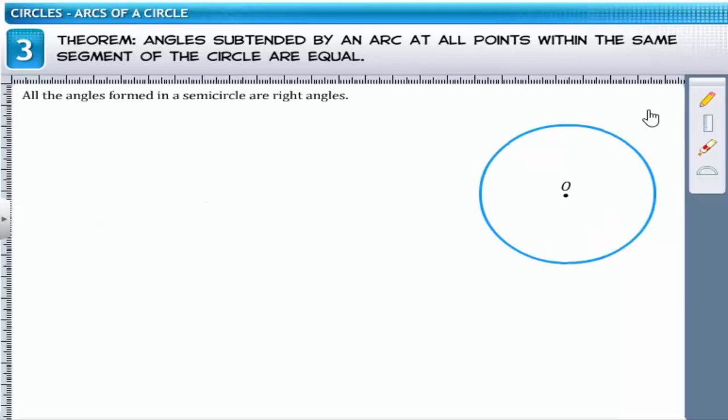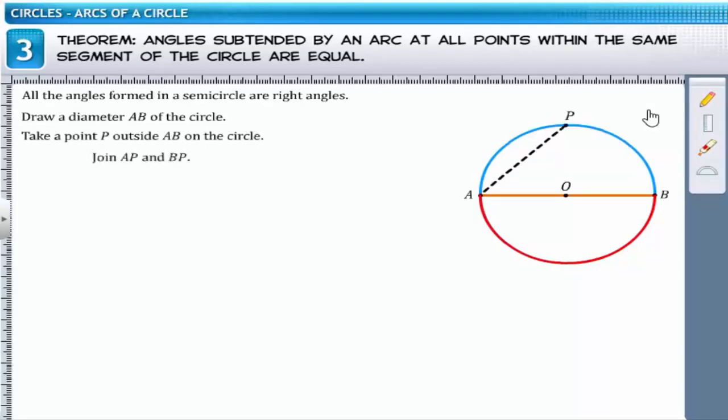Here is an interesting property of angles formed by an arc in a semicircle. All angles formed in a semicircle are right angles. Let us try and prove this. Draw a diameter AB to divide the circle into two semicircles. Now, consider arc AB. Take a point P outside AB on the circle and join AP and BP. By the theorem that states that the angle subtended by an arc at the center is double the angle subtended by the arc at any point on the circle, we have angle AOB is equal to 2 multiplied by angle APB.